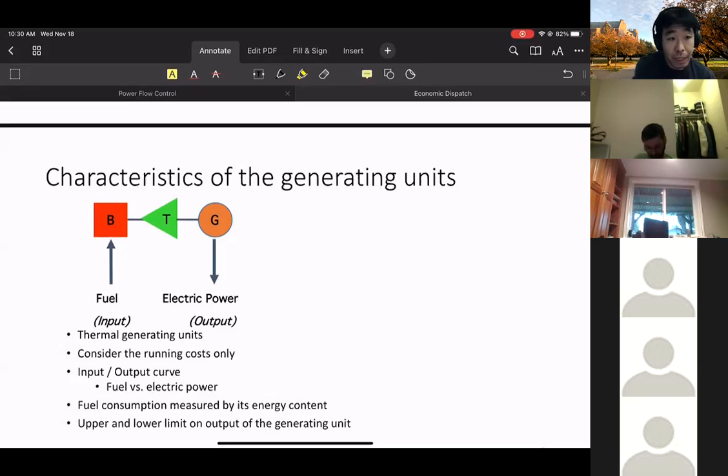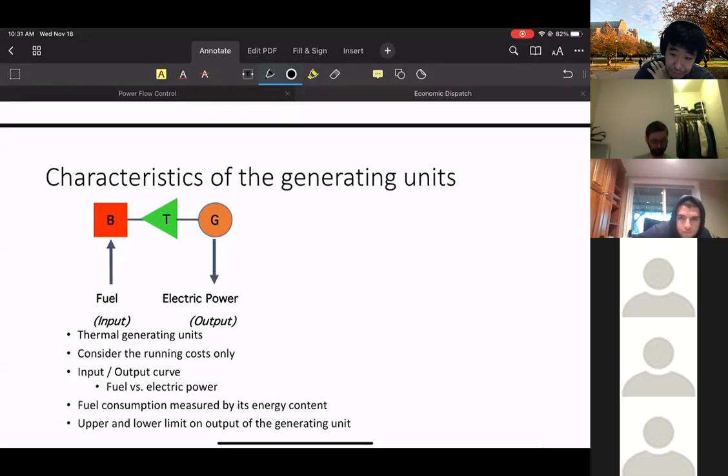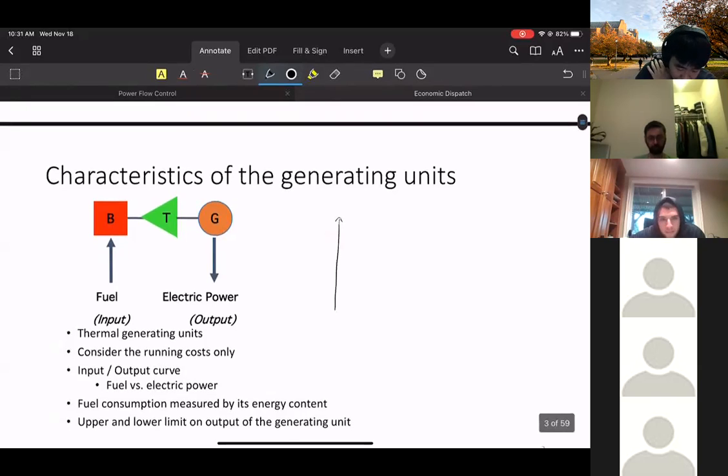All right, so let's get back to this. For economic dispatch, the first thing we want to look at is the generator characteristics. We think of a generator as a simple energy conversion device. You put in some fuel, you go through a turbine, then electric power comes out. To justify the cost, the energy input versus power output curve looks something like this.